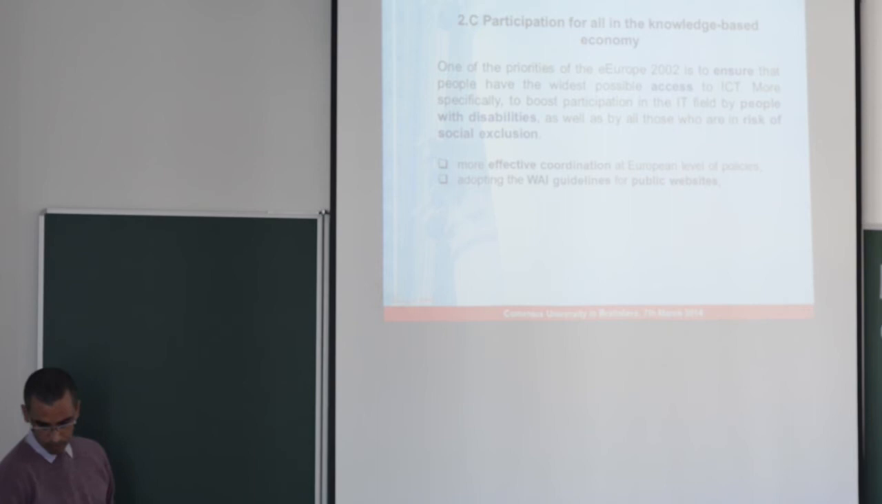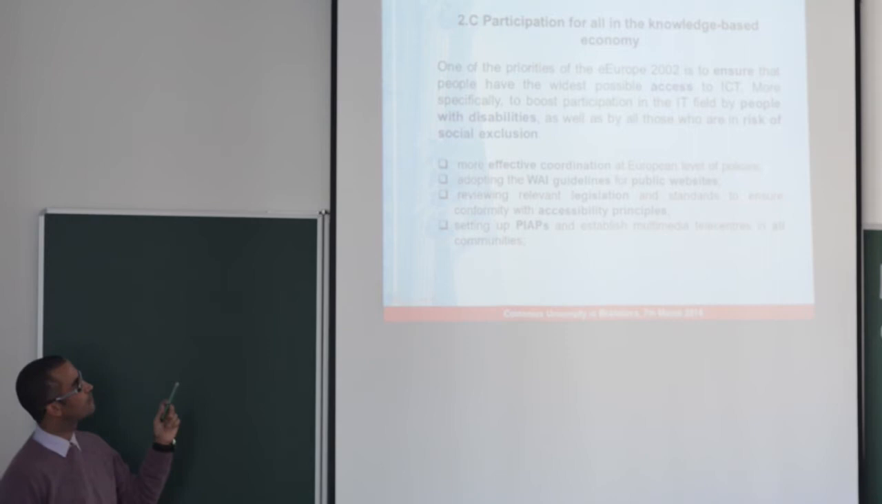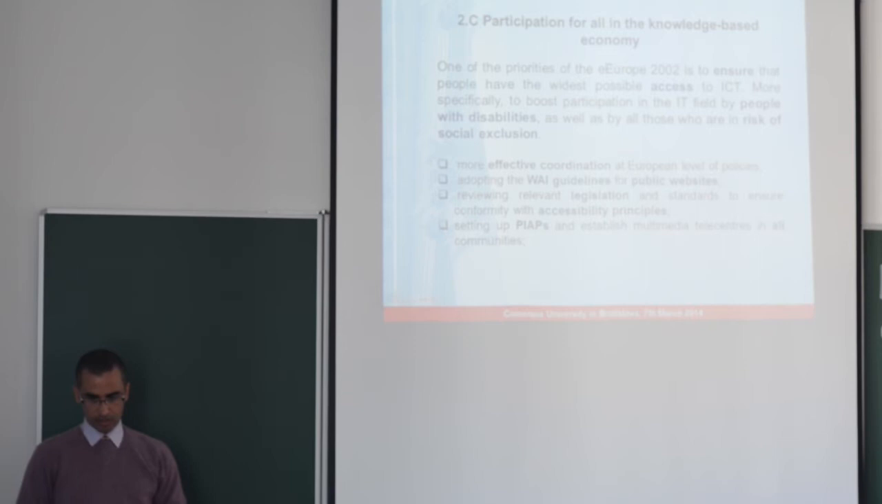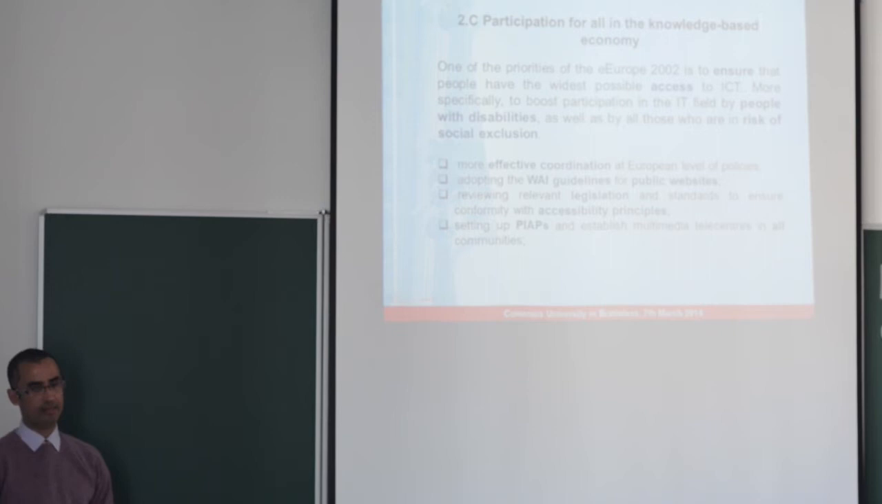And they tried to implement it in all the European member states. Reviewing relevant legislation and standards to ensure conformity with accessibility principles. Setting up PIAPs. It means, does any of you know what it means? That's a public internet access point. So setting up public internet access points and establishing multimedia telecenters in all communities throughout Europe.